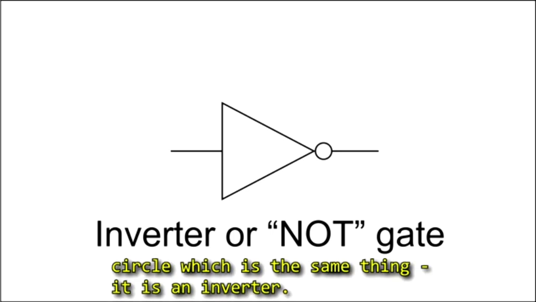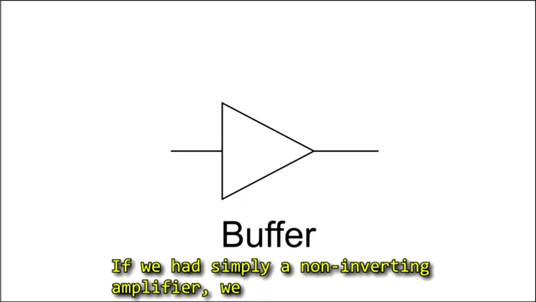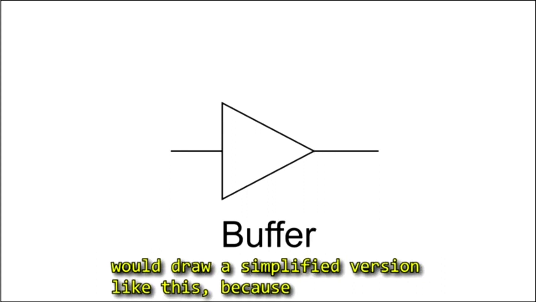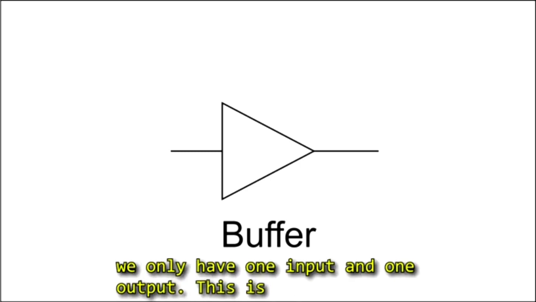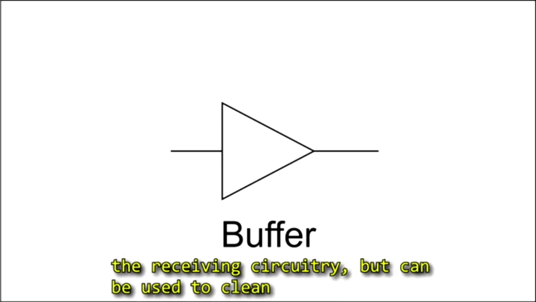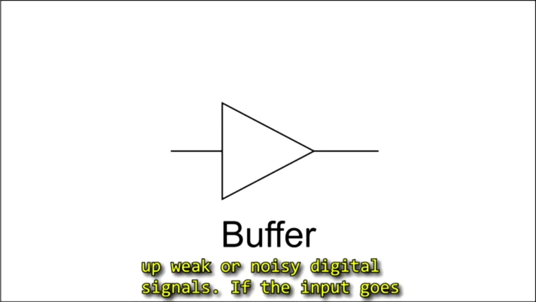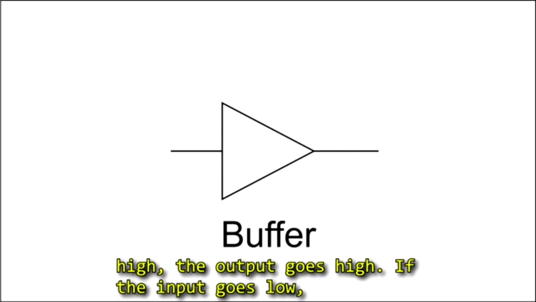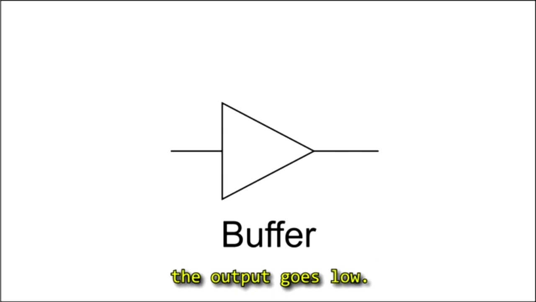It is an inverter. Now, if we had simply a non-inverting amplifier, we would draw a simplified version like this because we only have one input and one output. This is called a buffer. It separates the input signal from the receiving circuitry, but it can be used to clean up weak or noisy digital signals. If the input goes high, the output goes high. If the input goes low, the output goes low.